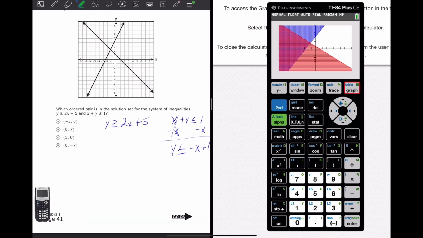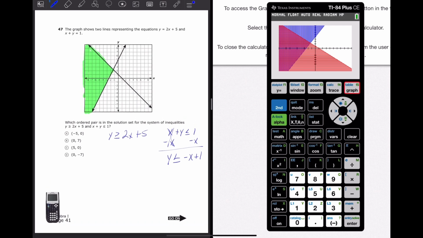The solution will lie where both lines are shaded. So go ahead and plot your ordered pairs onto the graph. -5 and 0. 0, 7 is outside the shaded area. Choice C is outside the shaded area, and so is D.